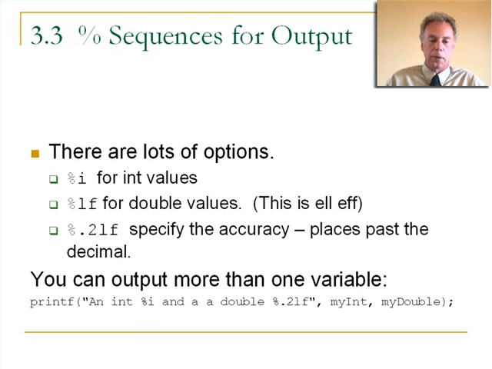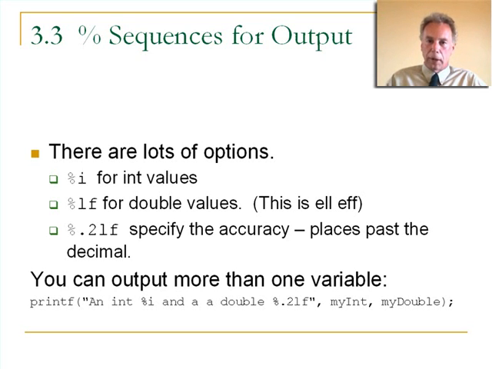So let's look at our percent sequences that we know about so far that we can use in the printf statement. %i is expecting an int value or an int variable after the close double quotes comma. And %lf is expecting double values. Make sure that you type LF and not 1F. That's going to be quite different. And if you want to specify the accuracy or the places past the decimal for your double values, you can use a 0.2, or if you want 3 places of accuracy, 0.3 and so on, so that your output will appear the way that you want it to.